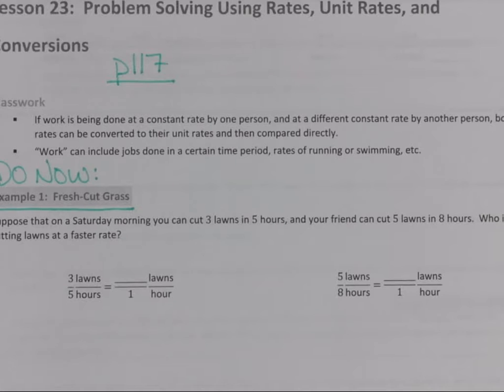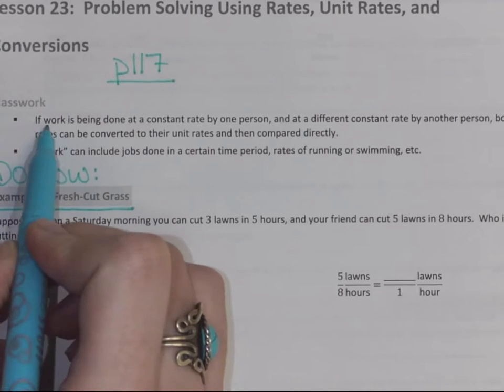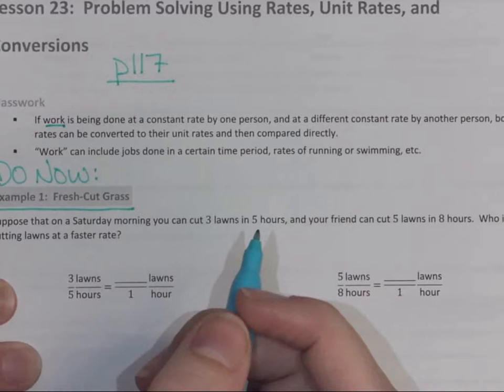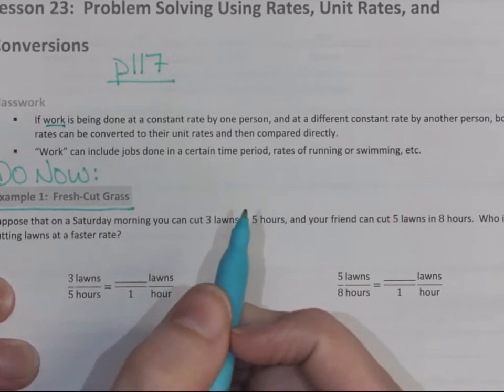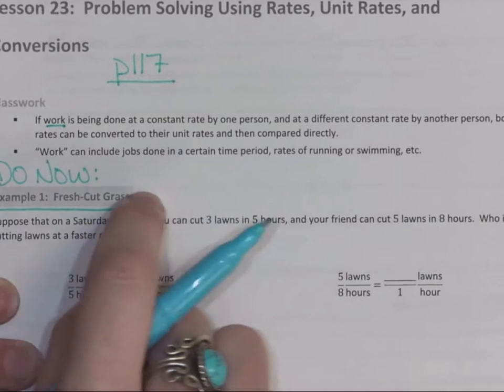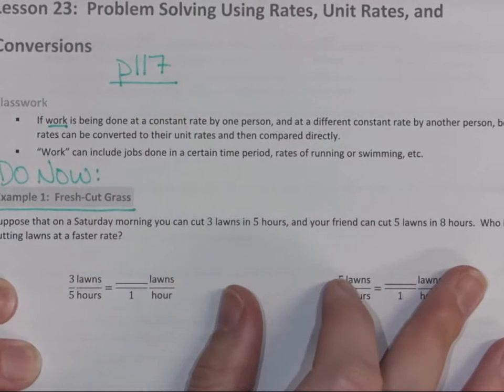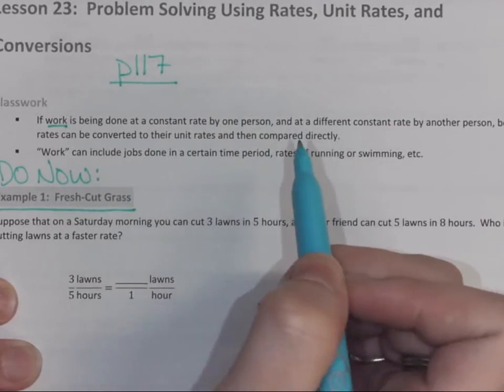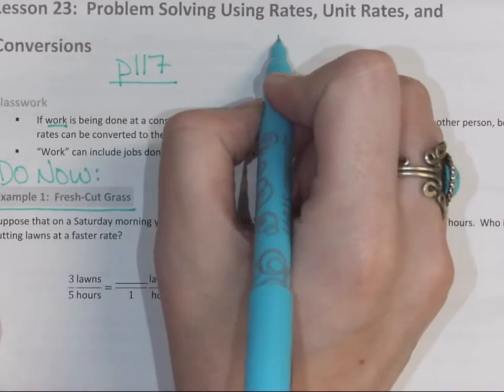So let's kind of decode this a little bit. We've learned all of these terms, but I want to go through and sort of sum it up. So, work. When we're talking in math about work, we're just talking about anything that you do, right? Running, swimming, anything you've done, right? Talking, typing, walking. Now, let's talk about rates, okay?